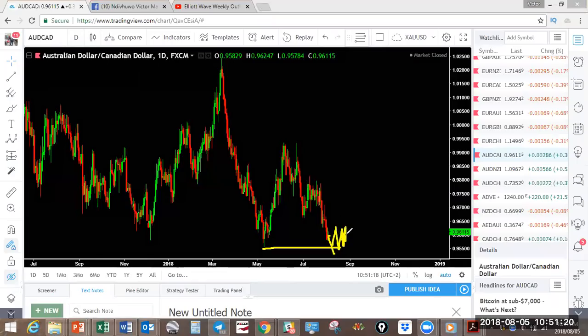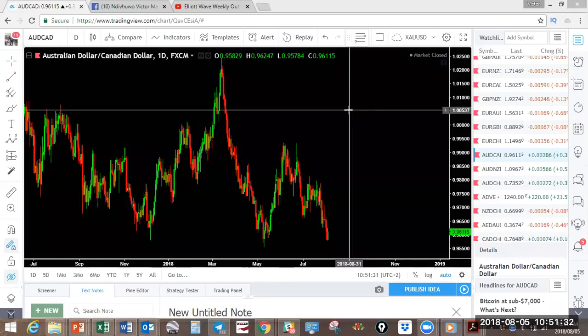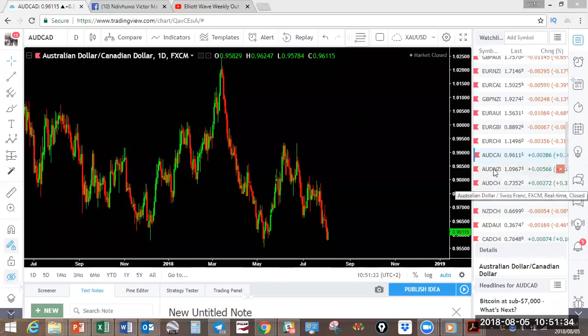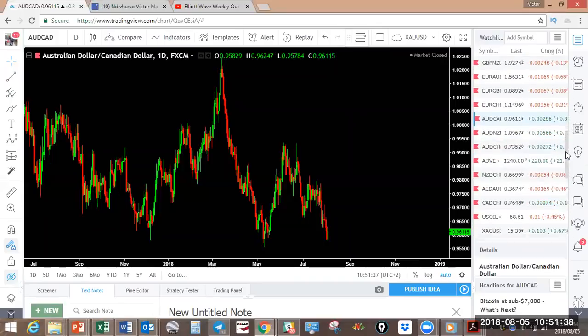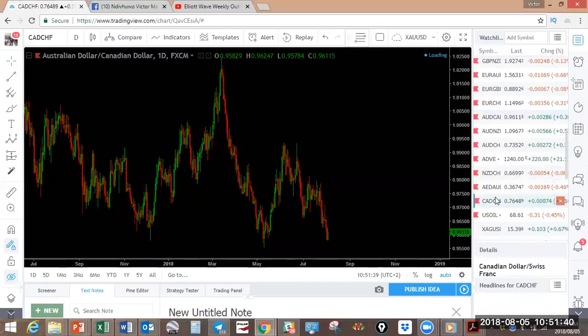If you get a correction here, that is continuation. Okay, if you get an impulse here and a correction, then there's a possibility that you're going to get at least a three-wave move or a retest of this level before you come down. Okay, so two alternatives there. Let's look at CADCHF as well. Before we look at oil, CADCHF.